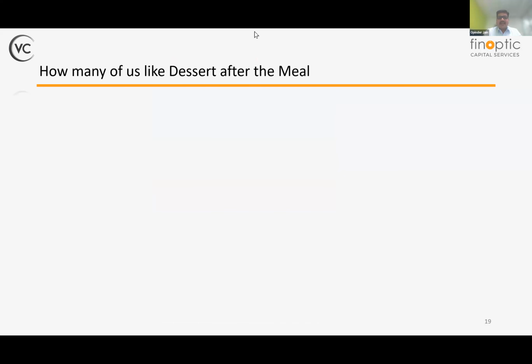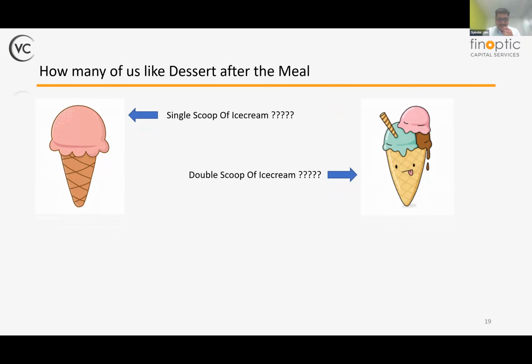So next is, how many of us like to eat a dessert after the meal? I can see a smiling face on DG's face. Mr. Ravi Kumar, I said, how many of us like to eat a dessert after a meal? Is this happy? Good? Yes, no? Not happy with the single scoop? Okay, sir, before the meal or after the meal, but would you like to have the dessert? Now, which excites? Double scoop of ice cream with all the other things on it? Yes or no? Which one do you like?